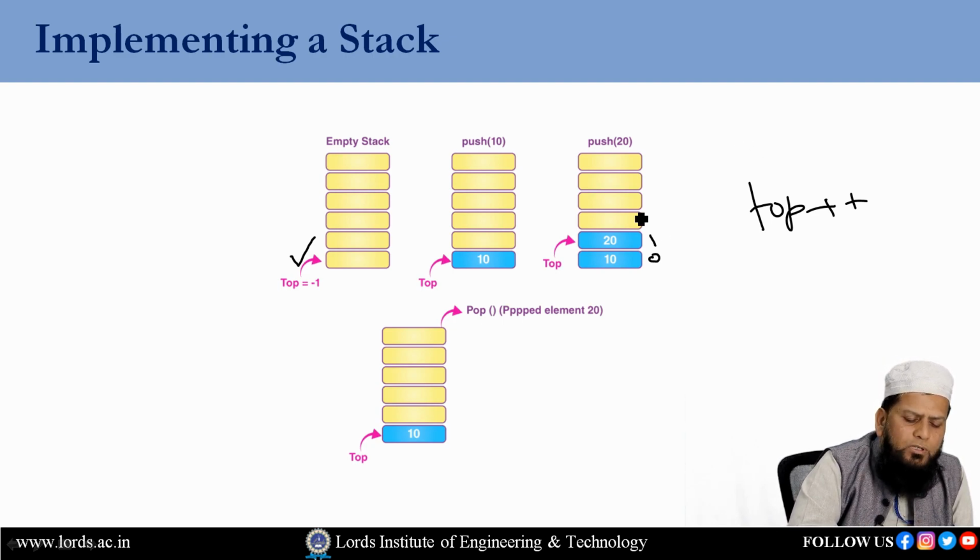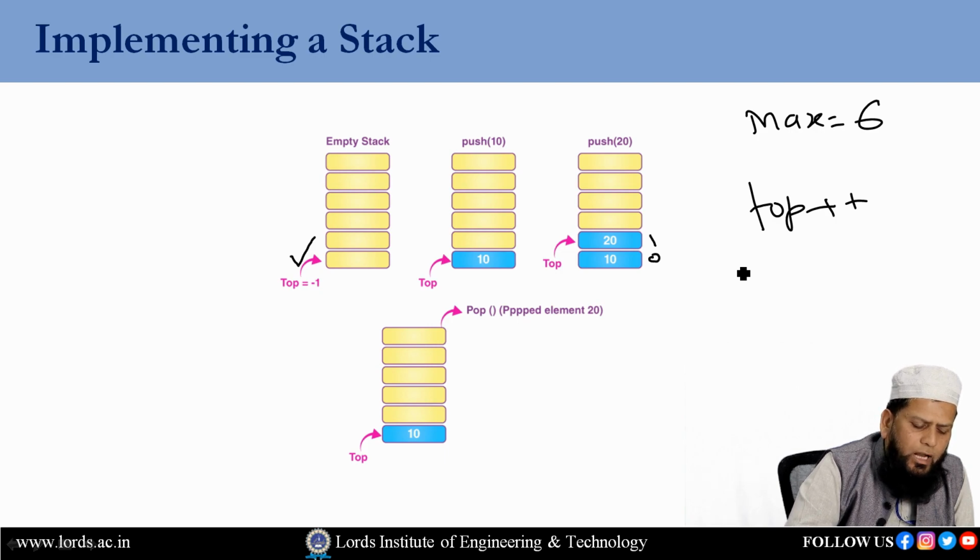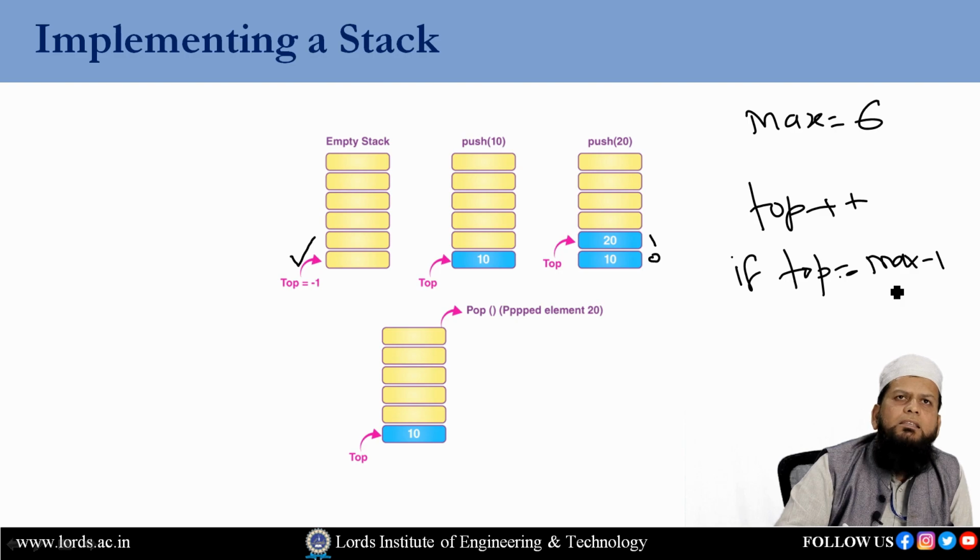Why -1? Because suppose here we have shown 6 slots, so it means the maximum size is 6. But as we know that in arrays we store the elements from the 0th index, the indices will be from 0 till 5, so that will be a total of 6. So when we want to show that our stack is full, we can say that if top is equal to max -1, it means our stack is full.